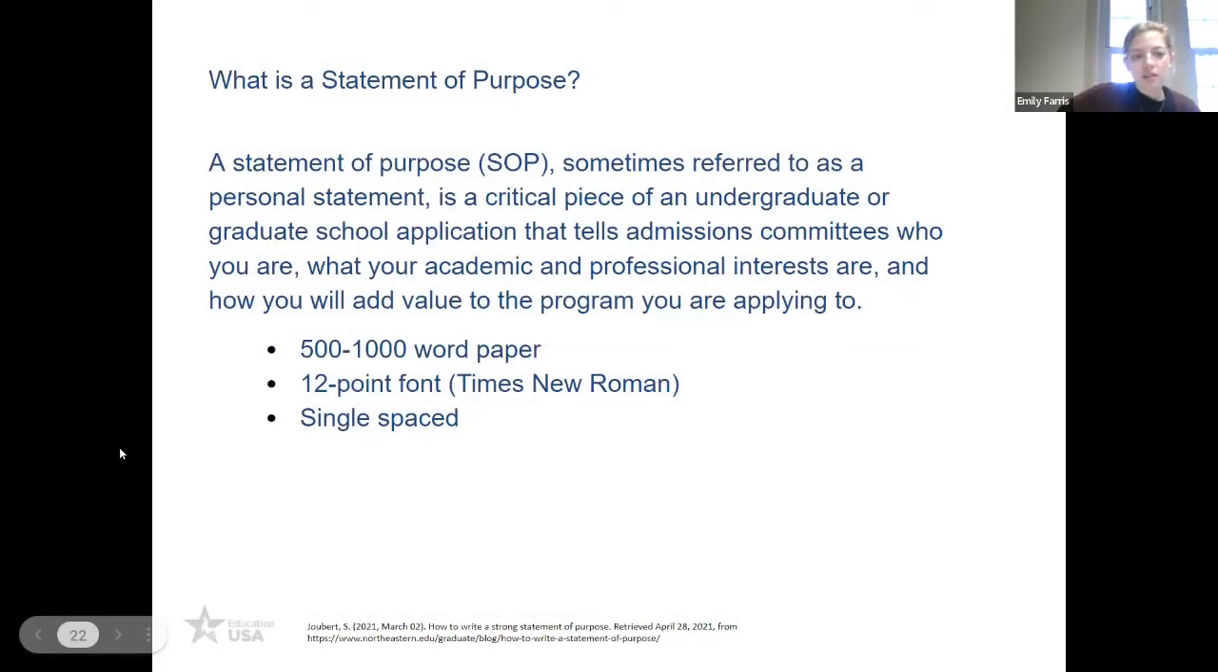So moving on, I wanted to talk a little bit more in depth about a statement of purpose, because this is something that you might use for an undergraduate or a graduate school application, depending on your school. So similar to the CV and resume, it covers your academic and professional interests, but it's a statement that you write yourself.